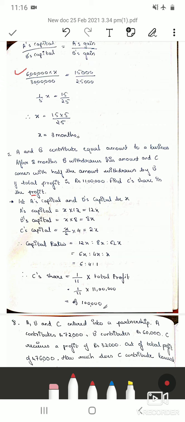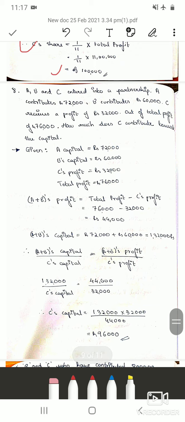So the simplest form or the reduced form, we can write it as 6 is to 4 is to 1. C's share will be C by A plus B plus C into total profit, which is 1 by 11 into 11 lakh rupees, which is 1 lakh rupees. Therefore, C's share in the profit is 1 lakh rupees.